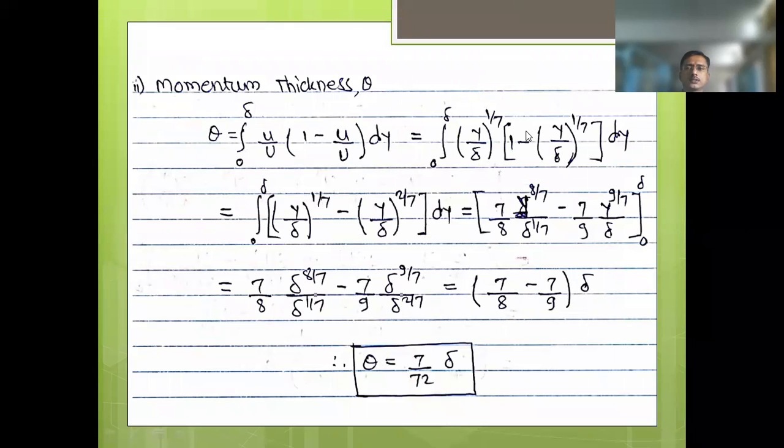Momentum thickness, let us say about it. 1/7, 1/7 here. Integration. Here y is to 8/7.